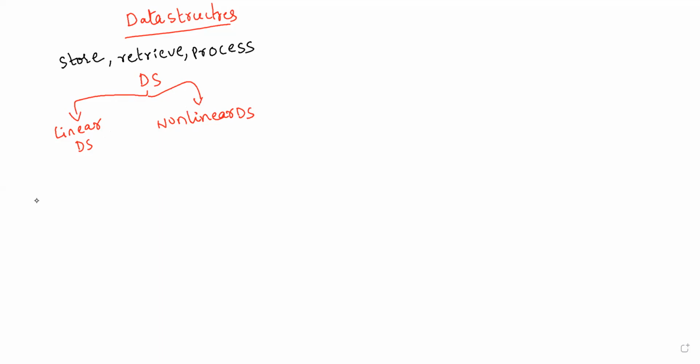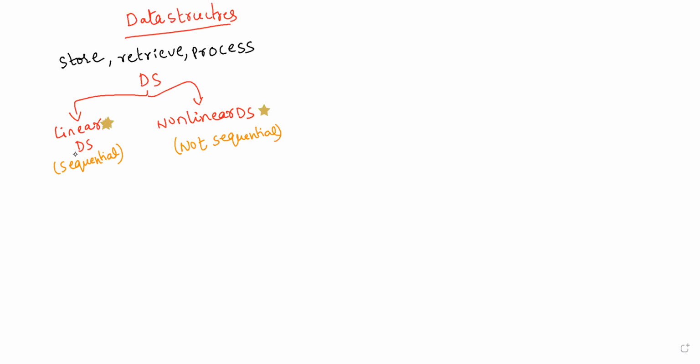Remember, in a linear data structure, the data is entered in a sequential manner. What is sequential? One after another. In a non-linear data structure, the elements are not in sequential manner. So in linear, the data is sequential, and in non-linear, the data is not sequential.